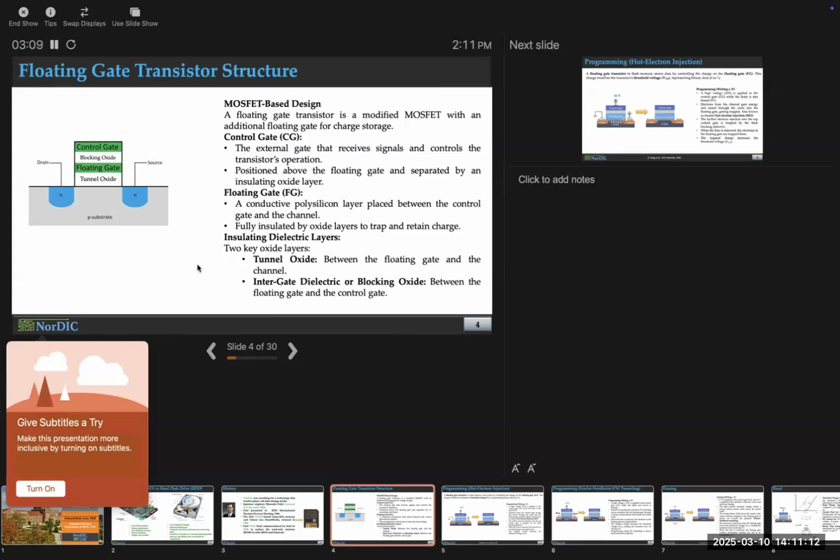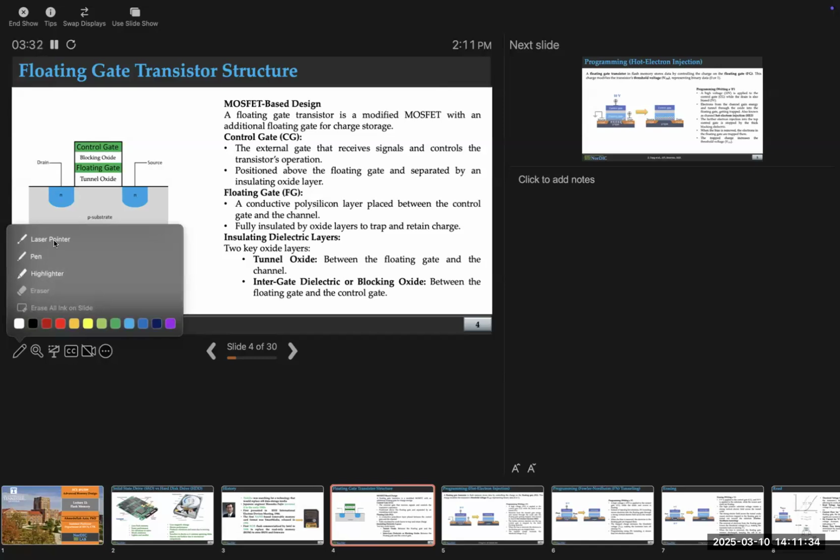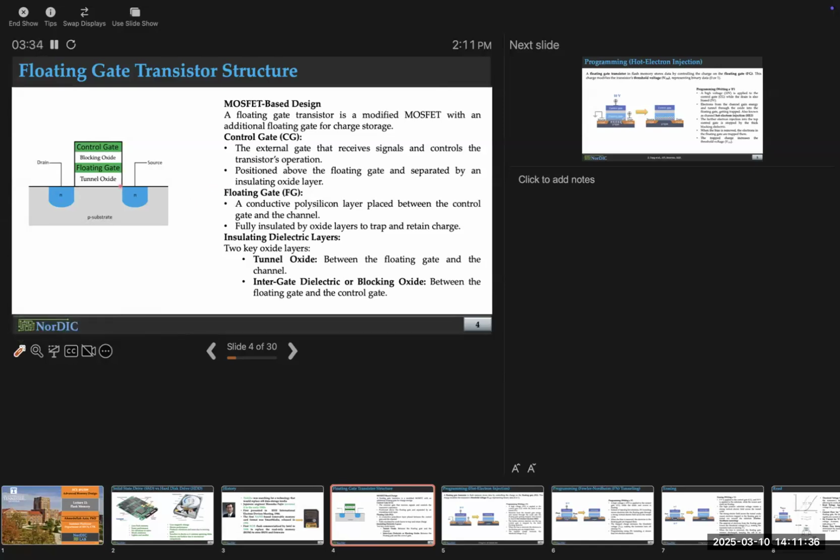Look at this structure on your left. This is a transistor structure, don't you think? You have source, and can you see my pointer? Let me see if there is anything else that I could bring up. Anyways, looking for the, yeah, there you go. Laser pointer. Is it better now? Can you see?